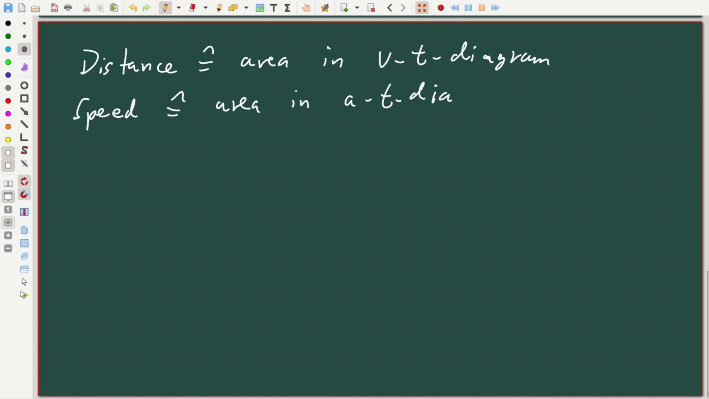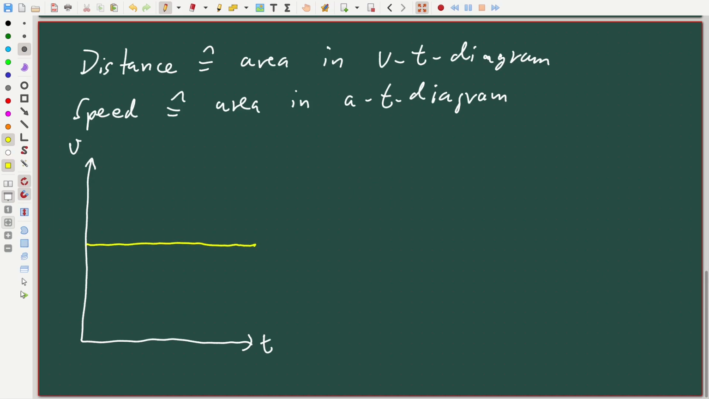We have already seen ST diagrams and VT diagrams, and now we can also define AT diagrams in the same way. We have the acceleration on the y-axis and the time on the x-axis, but nothing else changes. Let's take a look at the VT diagram, which is easy to understand. We have here our v on the y-axis, t on the x-axis, and we learned already that if we have a constant speed, then this is equal to a horizontal line in a VT diagram.